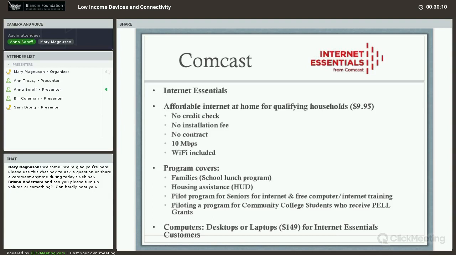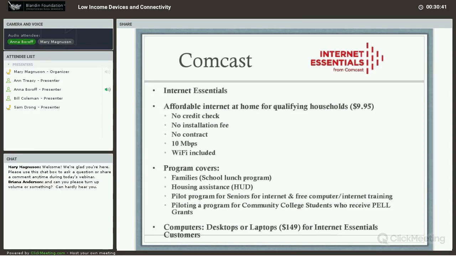The first one I'll talk about is Comcast Internet Essentials. That's the nation's largest high-speed internet adoption program. That one is $9.95 a month, so a reduced price. They also offer computers for less than $150 for qualified households too, so that could be a laptop or a desktop. They also do free training in the area of digital learning and digital literacy. The nice thing about this program too is Wi-Fi is included.